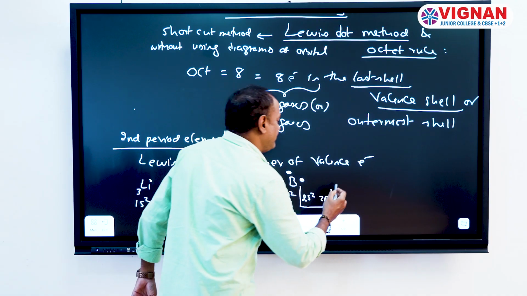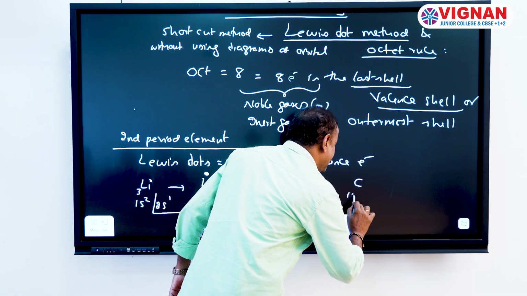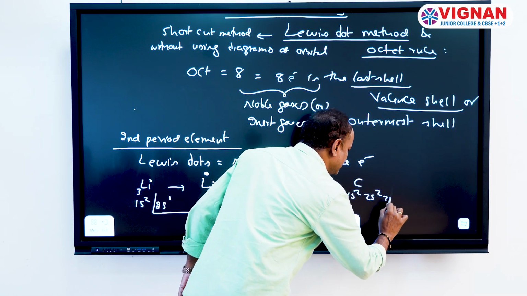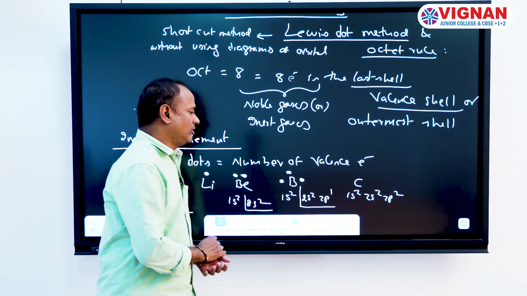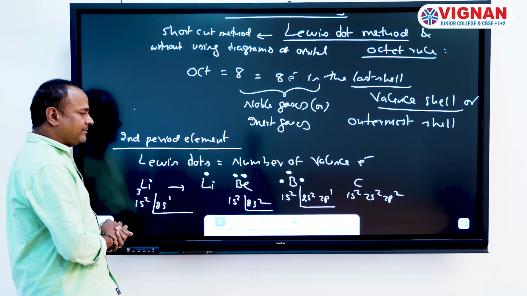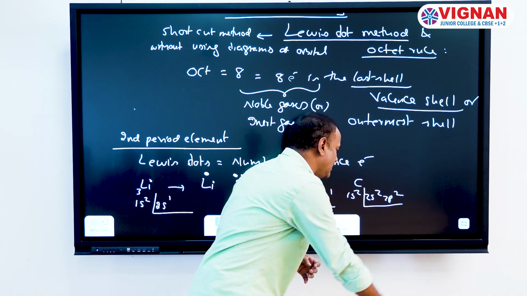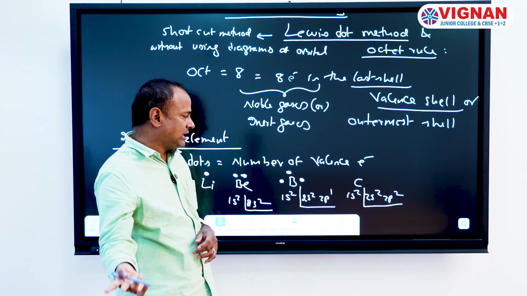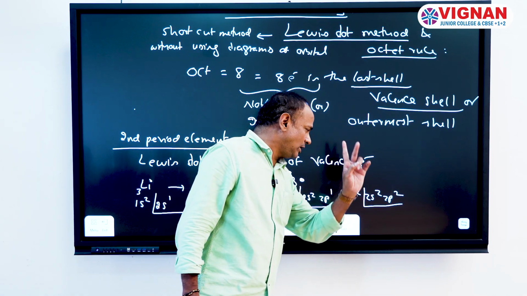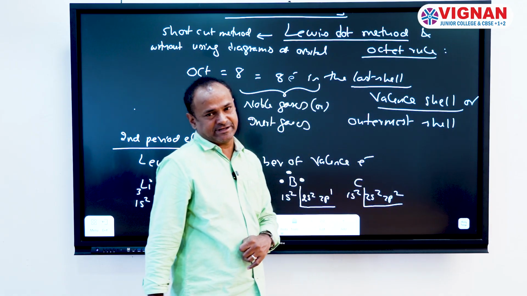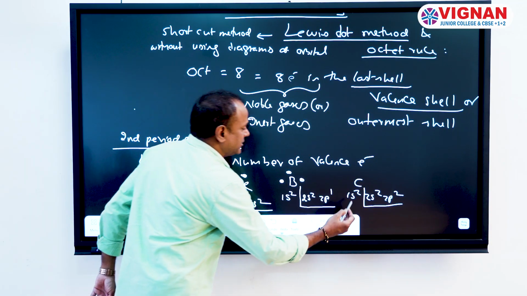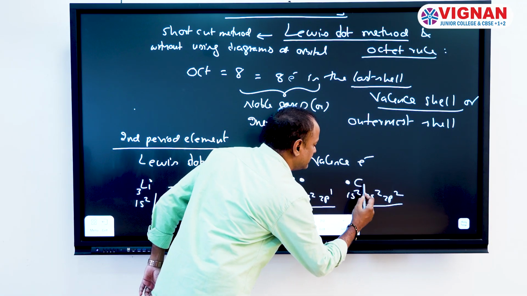Next, carbon. Carbon is 1s2, 2s2, 2p2. Tell me now how many Lewis dots for the carbon atom? The last shell electrons are 4, because the last shell is the second shell, made up of the s orbital with 2 electrons and the p orbital with 2 electrons, totally 4 electrons. So put 4 dots.